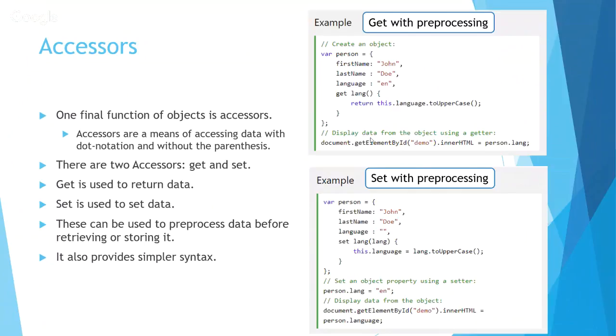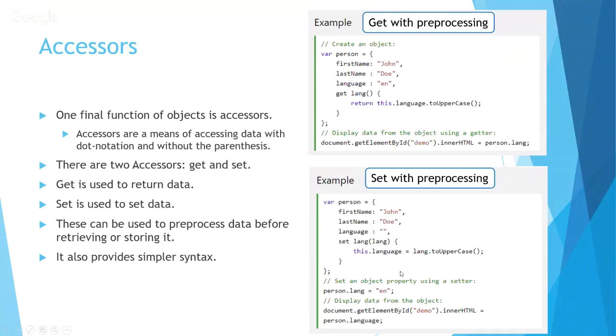Set always takes a parameter as part of the function. You have to have a parameter in there or it will not work. These can be used for pre-processing data. In the examples here, we've got get lang, return this.language.toUpperCase. So it takes our lowercase en and puts it as uppercase and then displays it. On this one, whatever we put in, and in this case we put en in lowercase, it will uppercase it before storing it in the object.